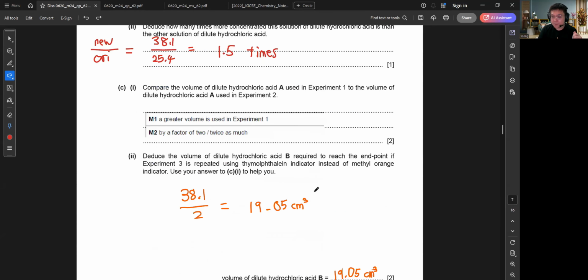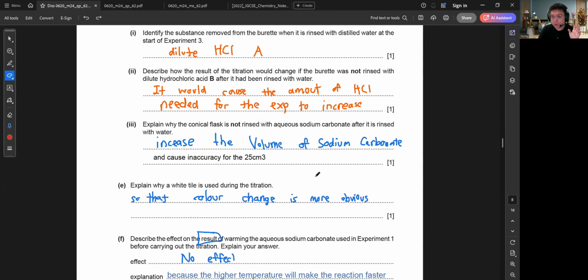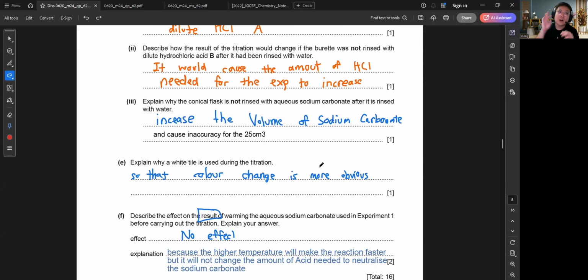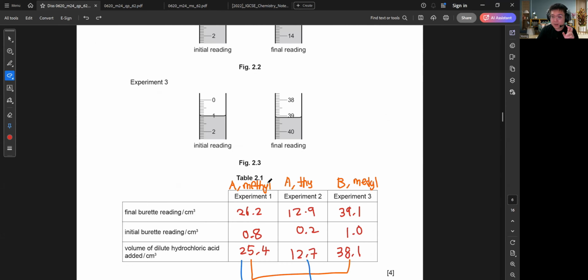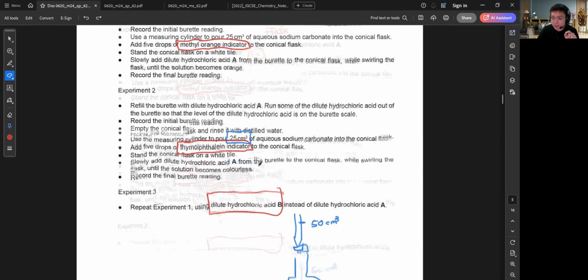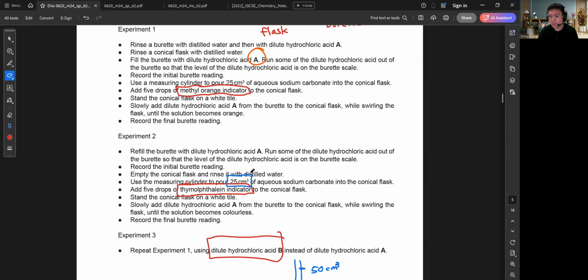Okay. So that is why we rinse the burette with the acid, but we don't rinse the conical flask with whatever else, in this case, sodium carbonate, right? Because it will increase the volume of sodium carbonate and cause inaccuracy. And another thing is, in this question, they want 25 cm cube. It must be exact. All right.